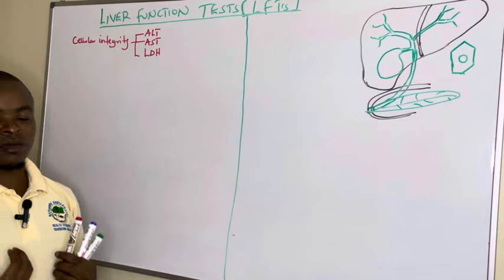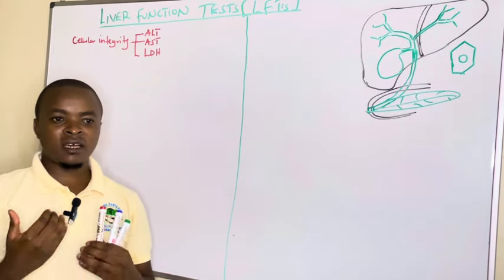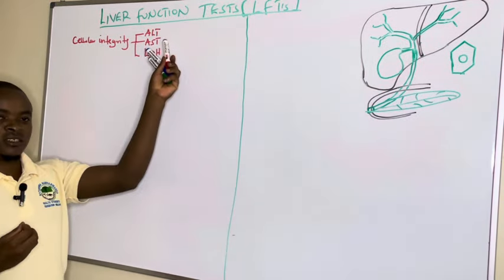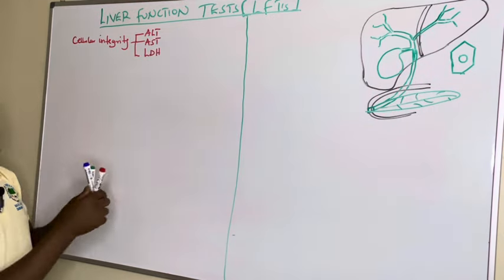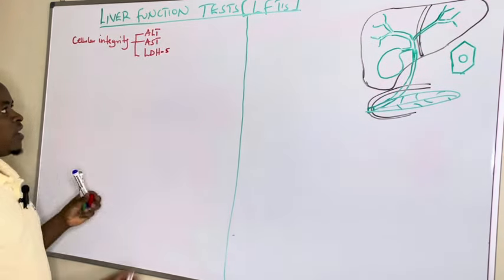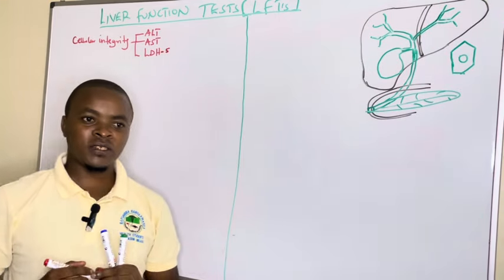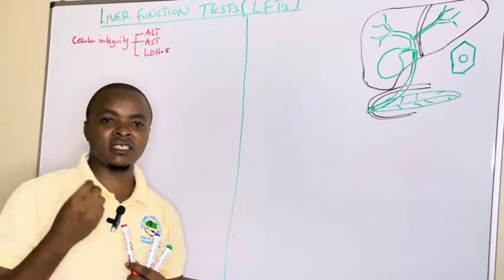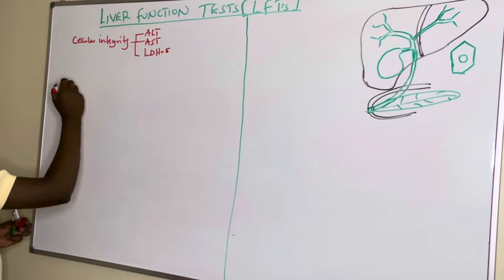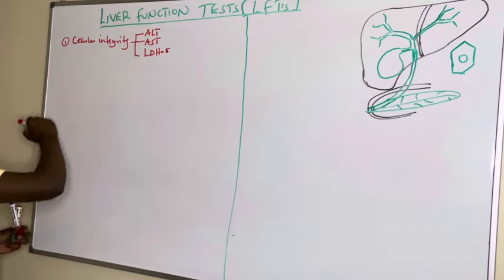And as I begin, I normally tell you that these liver function tests, or the enzymes, specifically these are liver enzymes. And in LDH5, we shall be looking at enzyme LDH5. It is the one that is liver specific. So they are elevated when there is damage. So these ones look at the integrity of the cell. So this is category 1.